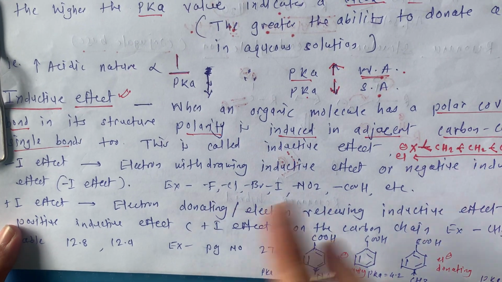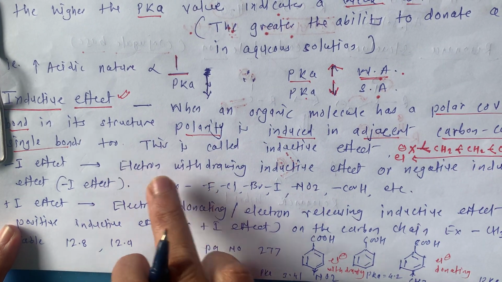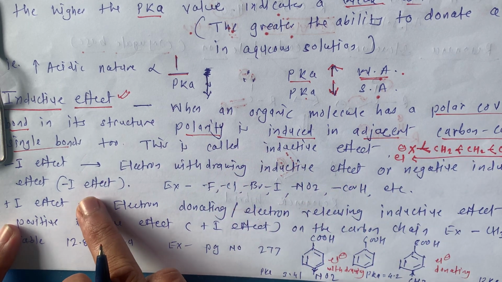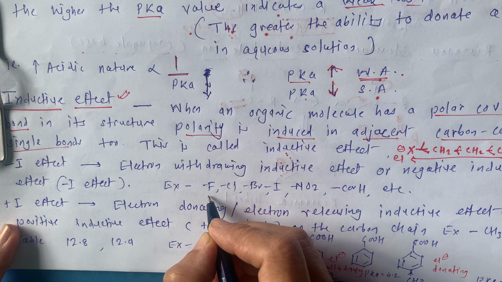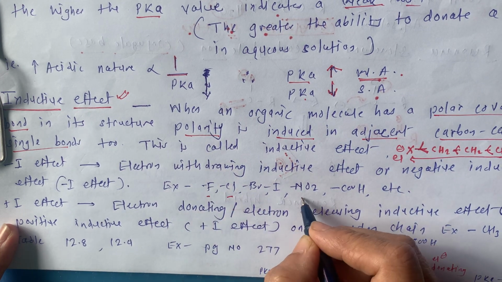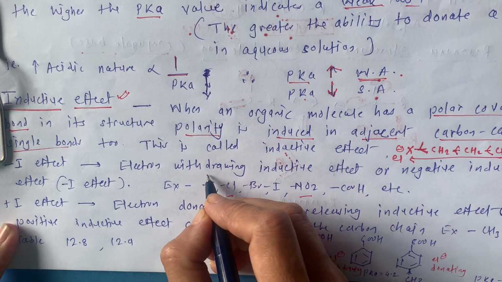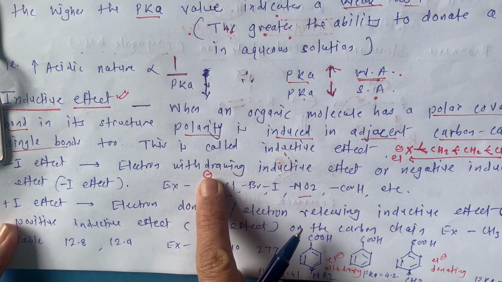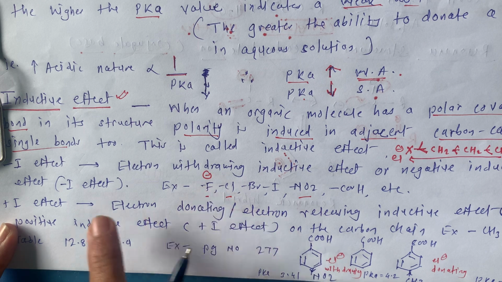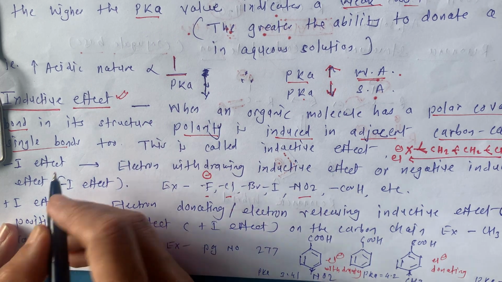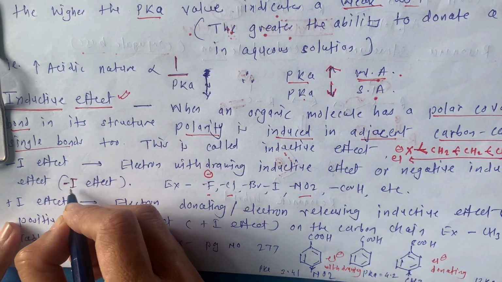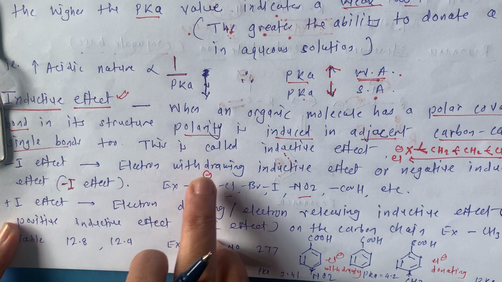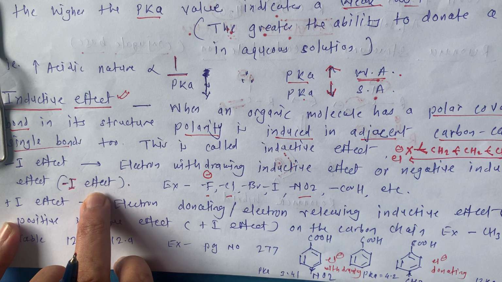Now for the next effects we have to understand the plus I effect and minus I effect. What is that? Electron withdrawing inductive effect or negative inductive effect means what? These halogens or NO2 group or CHO group are going to acquire negative charge due to their electronegativity. When they acquire negative charge, we have to write this as a minus I effect.